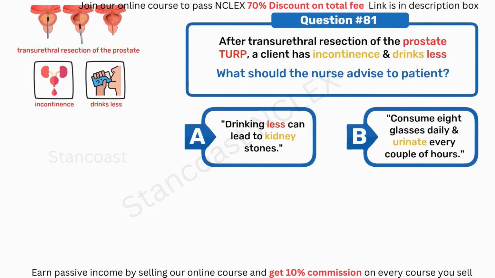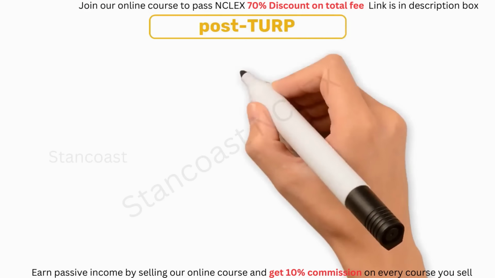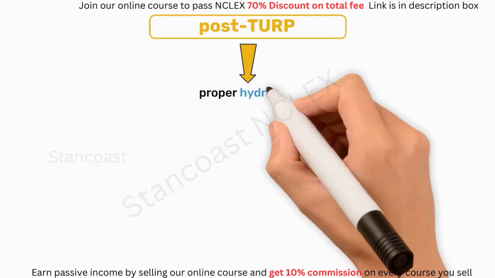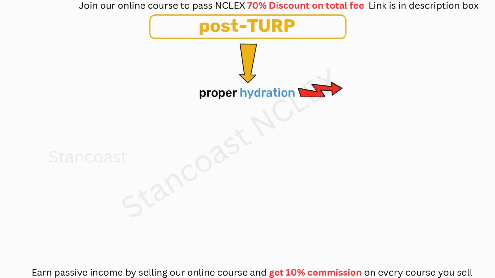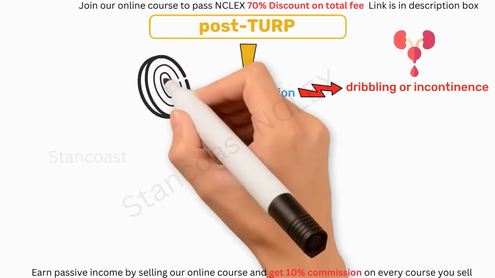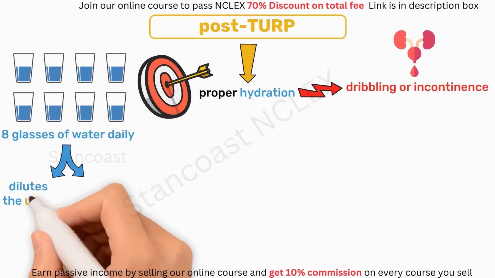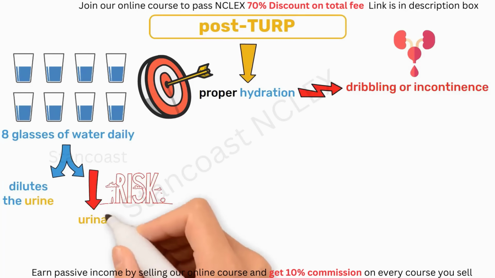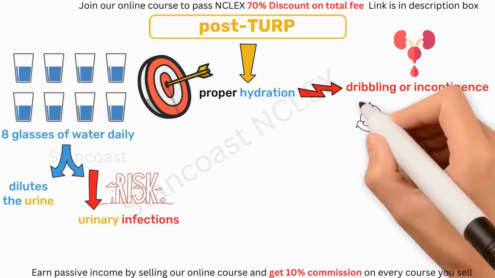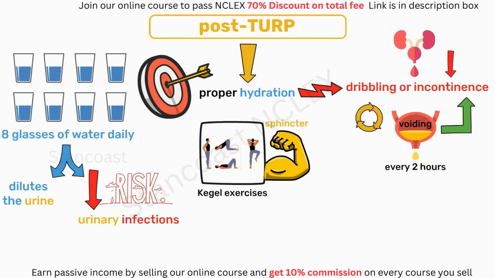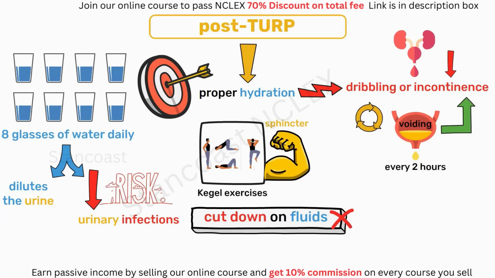Option B is correct here, because after a TURP procedure, it's essential for patients to maintain proper hydration, even if they're experiencing occasional dripping or incontinence. They should aim for at least 8 glasses of water daily. This not only dilutes the urine, but also minimizes the risk of urinary infections. Adopting a routine of voiding every 2 hours might reduce incontinence episodes. Kegel exercises can further enhance sphincter strength. Advising clients to cut down on fluids isn't appropriate. While reduced intake might not directly lead to kidney stones, it's not the main concern here.